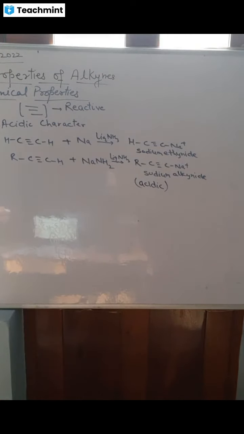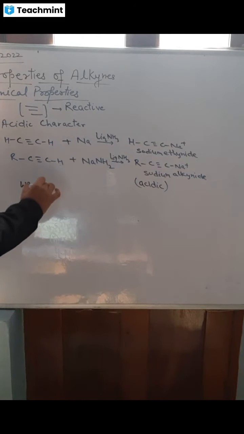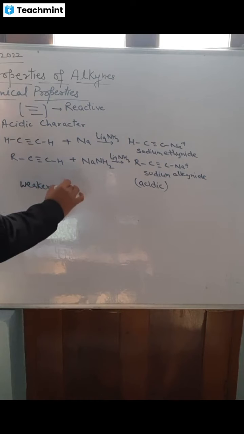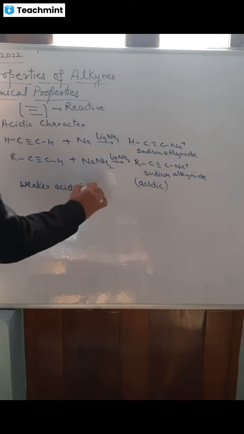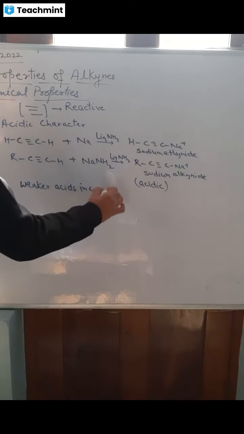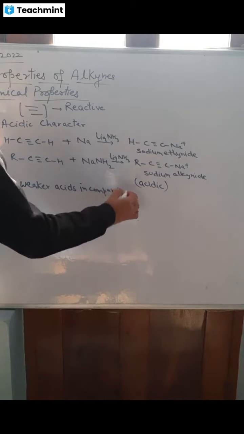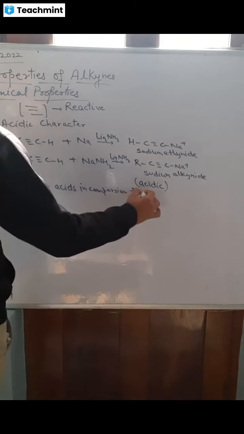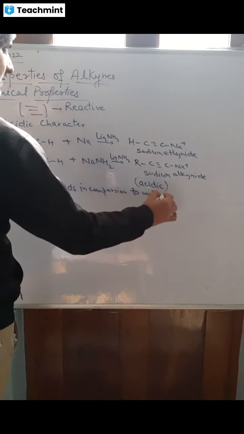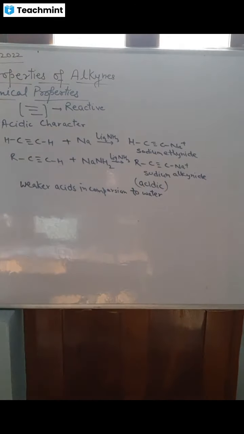Okay, they have acidic character, but these are weaker acids. They are acidic in nature, but in comparison to water, they are less acidic. How can we see that they are less acidic?